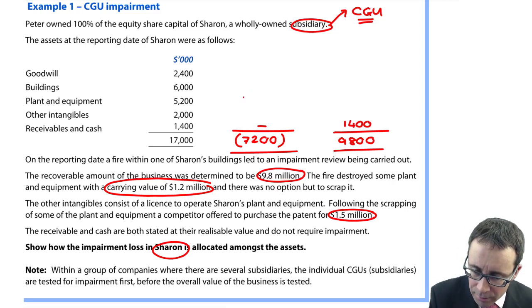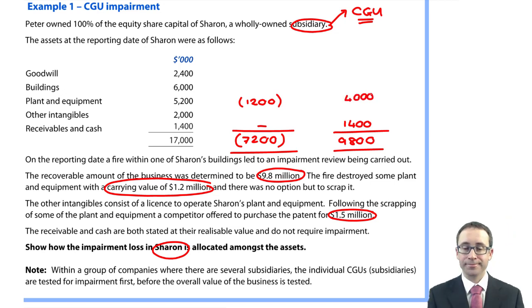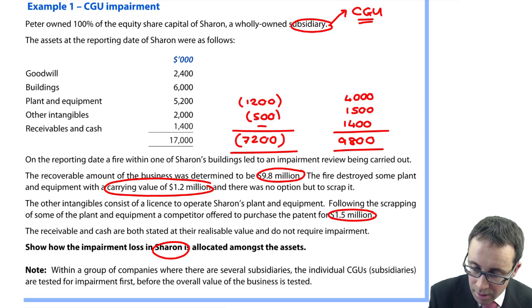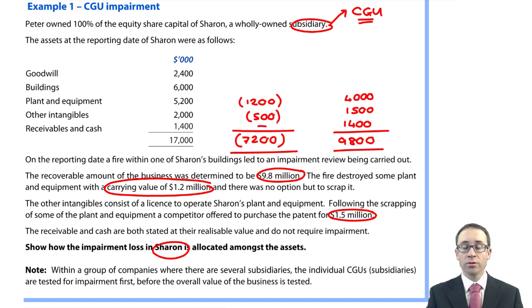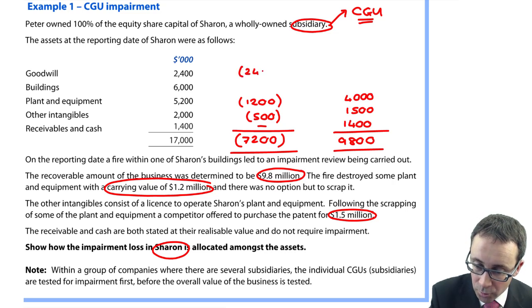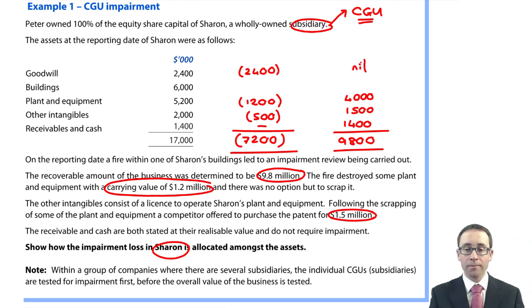First of all, it was the plant and equipment. So 1,200 we need to remove, don't we, to get us down to the 4,000. Okay, because that was what we scrapped. Likewise as well, the patent is there. Is it at 1.5 million? So 500 is the impairment there. So of the 7,200, we've allocated 1,700. So there's plenty there, isn't there, to utilise against the goodwill at 2,400. So all of my goodwill has gone.